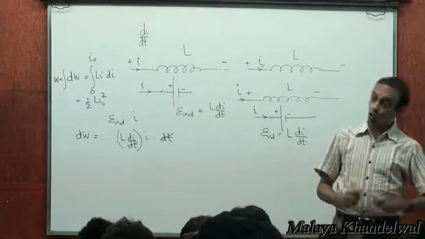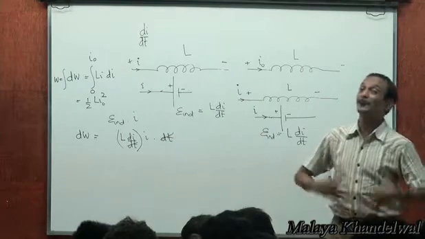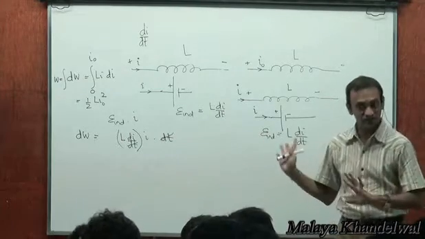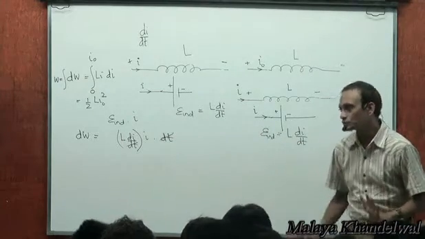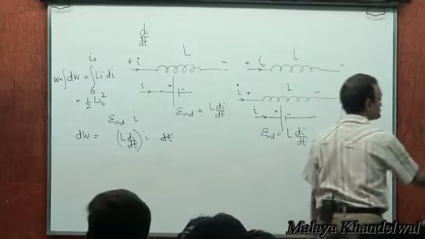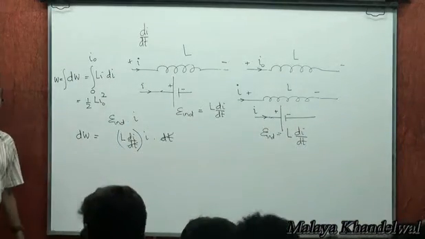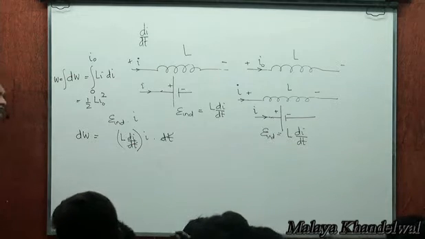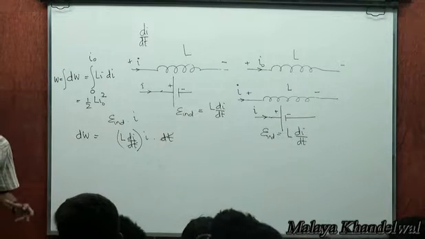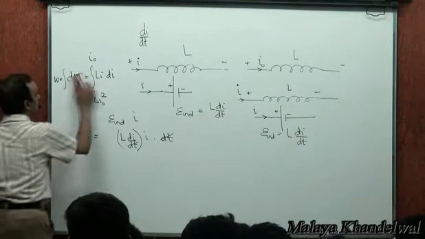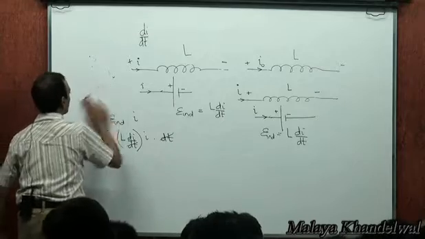I can cause this energy to manifest itself in other forms, which we will see down the line. Clear? Does it make sense? Half L I naught squared, therefore, is the energy associated with an inductor element.